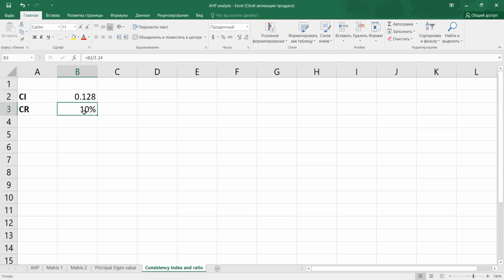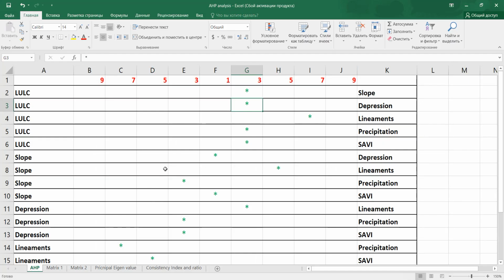But if the consistency ratio is significantly larger than 10%, for instance, starting from 15, 20, 30%, sometimes it's even 50% or 60%, yes, it's possible, then you must start from scratch and create your comparison matrix again.